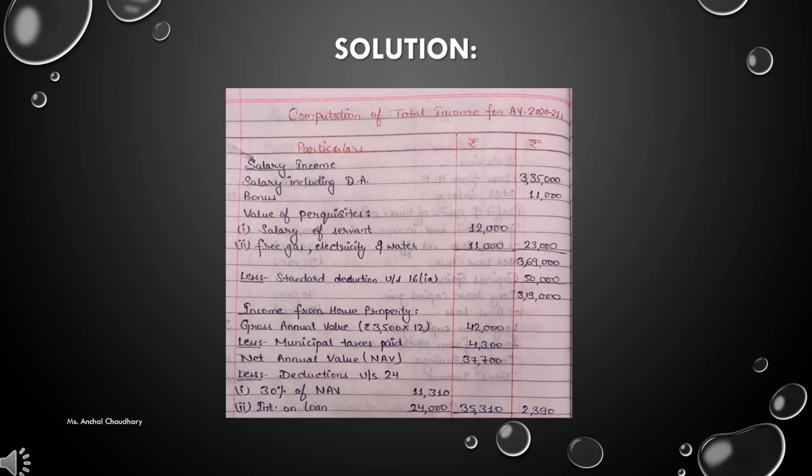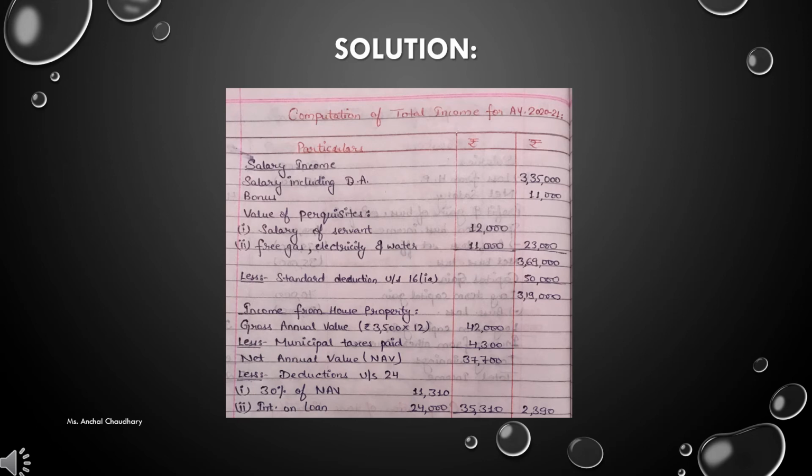So here 3,69,000 will be your income, out of which you have to deduct the standard deduction which is mentioned under section 16. The standard deduction is provided up to rupees 50,000. So after deducting it, 3,19,000 will be income from salary.